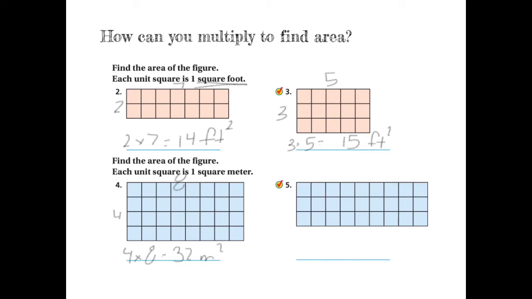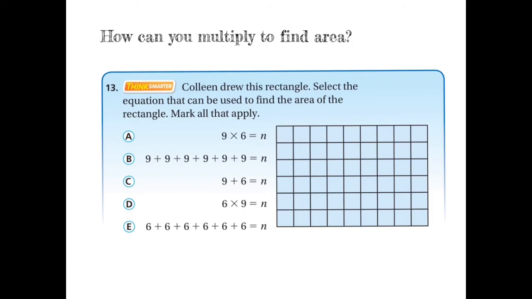And one more here, 3 by 1, 2, 3, 4, 5, 6, 7, 8, 9. 3 by 9, 3 times 9 equals 27 meters squared. So yeah, we can use our ideas of multiplication. Great idea, great observation. I might see a question like this, right? If I have this figure here, Colleen drew this rectangle, and it says to select the equation that can be used to find the area.